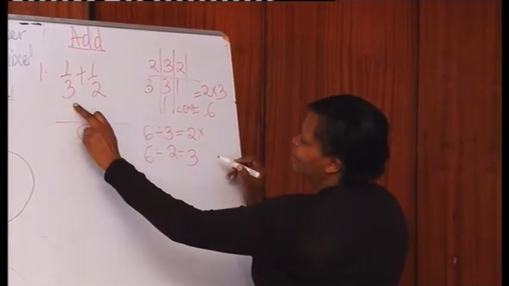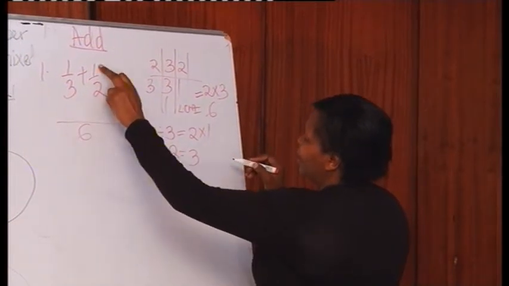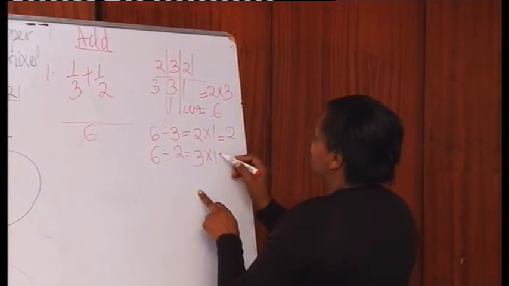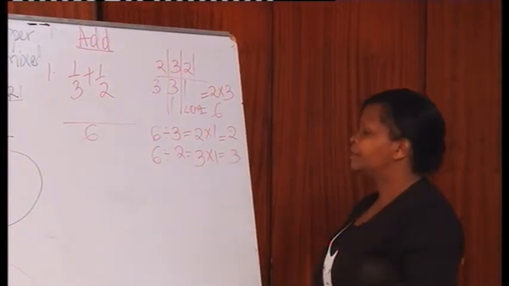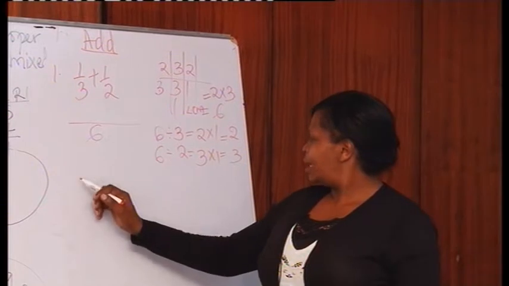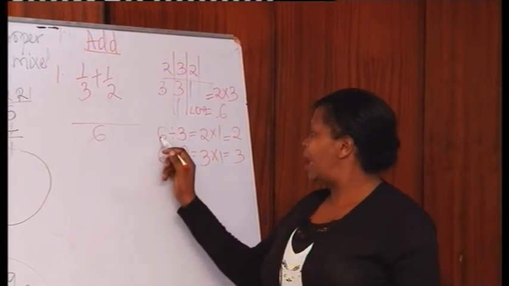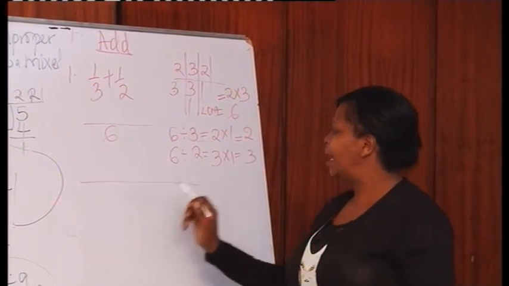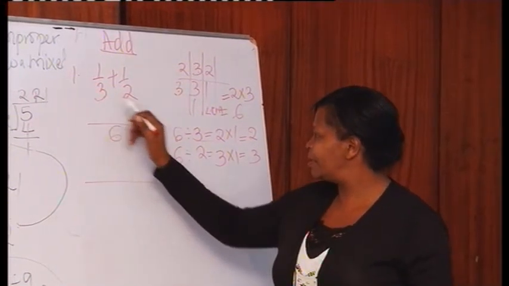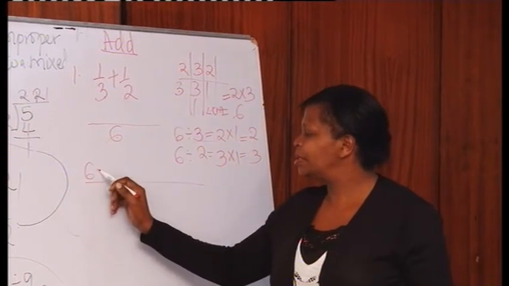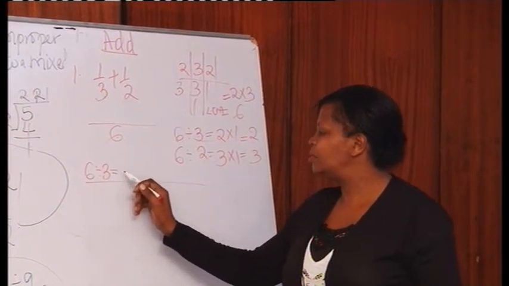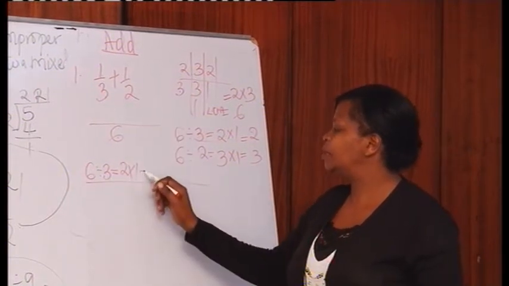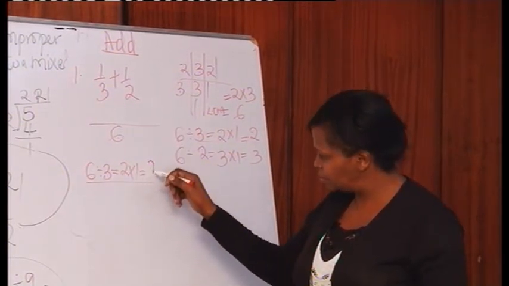So in this case, I'll multiply here by 1 and here by 1. So the answer here is 2, and the answer here is 3. So in short, I can come here, and now instead of writing this work here, I just write it down here and write 6 divided by 3. 6 divided by 3 is equal to 2. Then 2 times 1, which is 2.